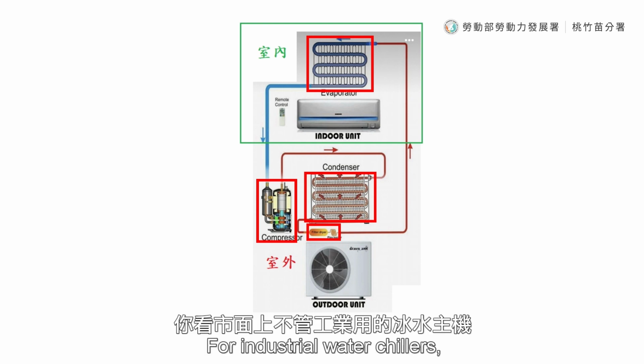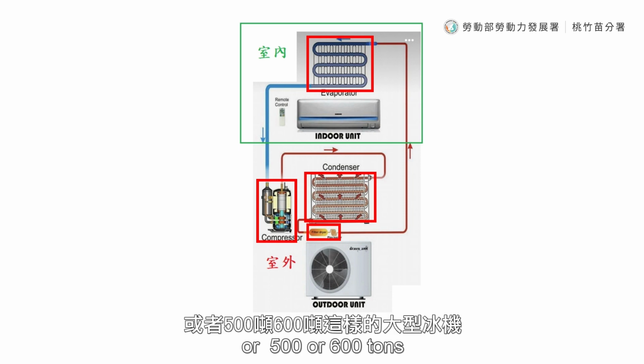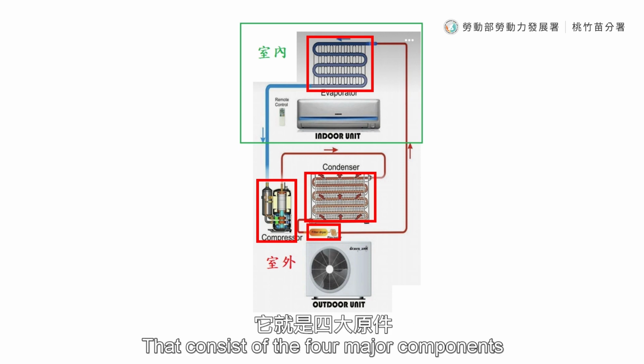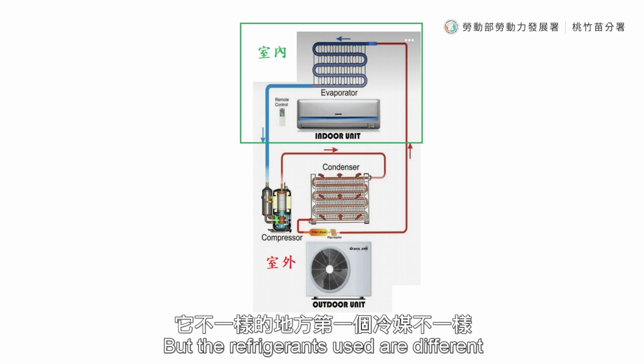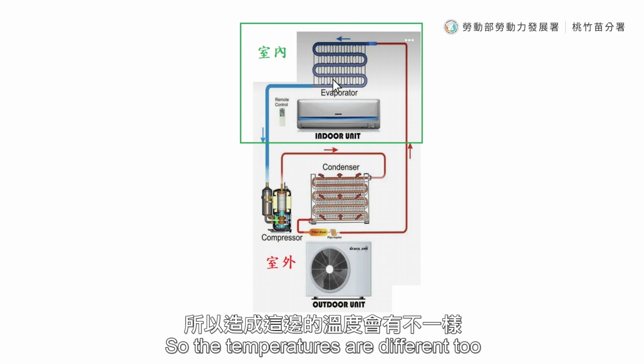For industrial water chillers, large ones are up to 1,900 tons, or 500 or 600 tons. Or in a convenience store, there are some refrigerators that consist of the 4 major components with some variations, but the refrigerants used are different. The levels of pressure reduction are different, so the temperatures are different too.